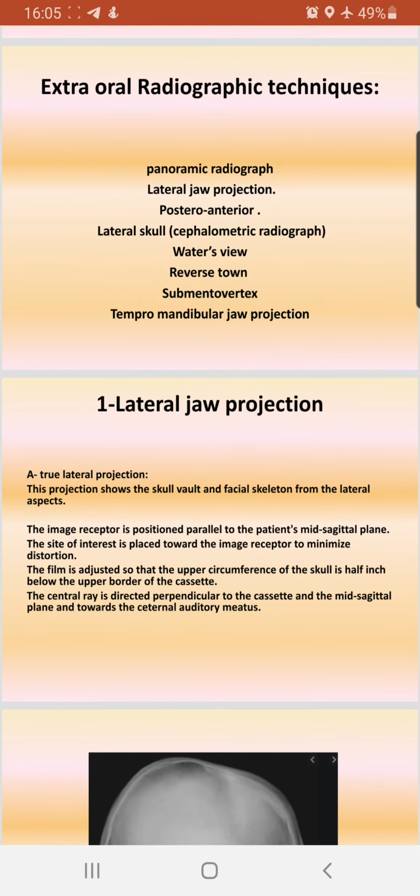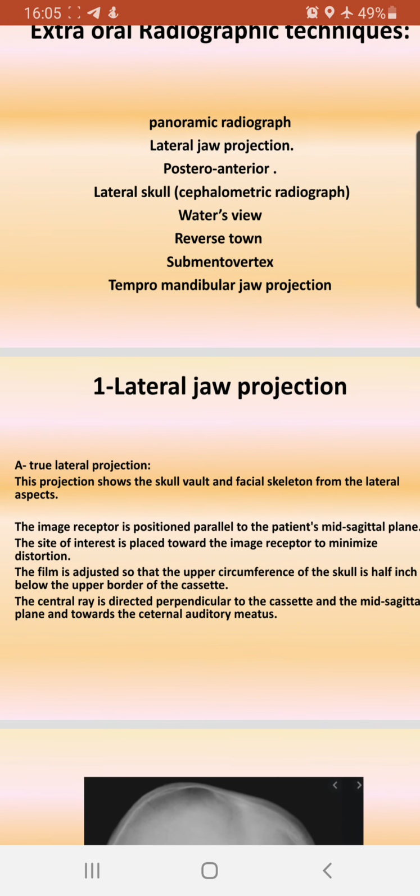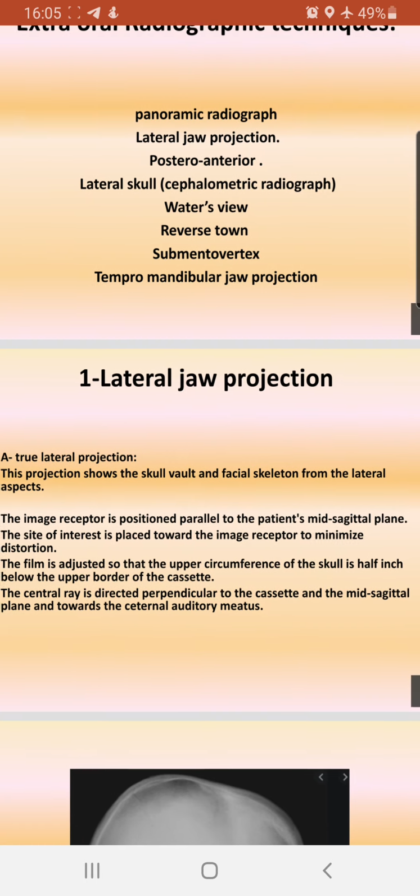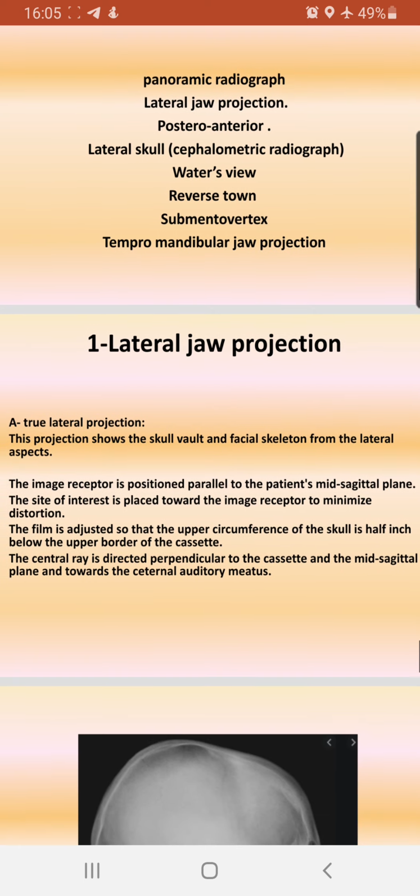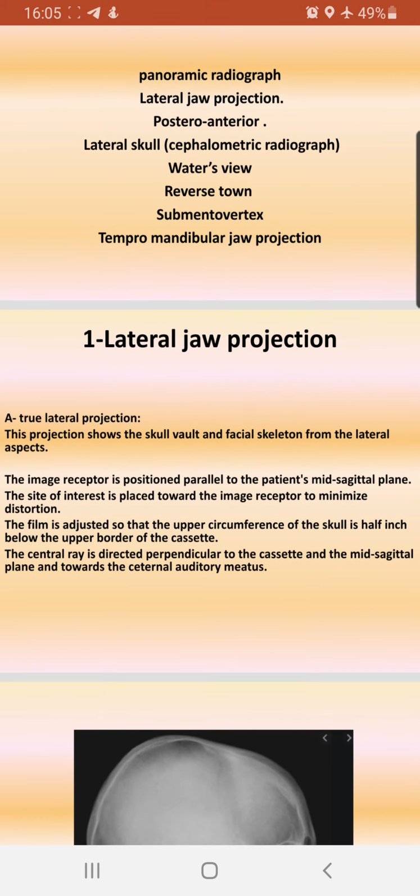It includes the true lateral projection. This projection shows the skull vault and facial skeleton from the lateral aspect. The image receptor is positioned parallel to the patient's mid-sagittal plane. The site of interest is placed toward the image receptor, I mean the film, to minimize distortion.